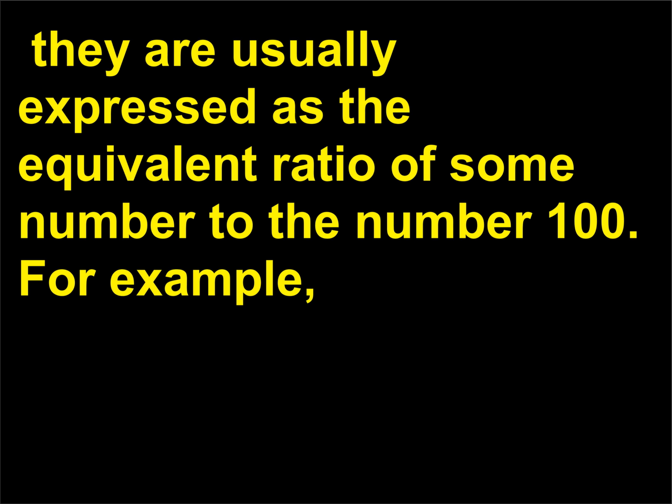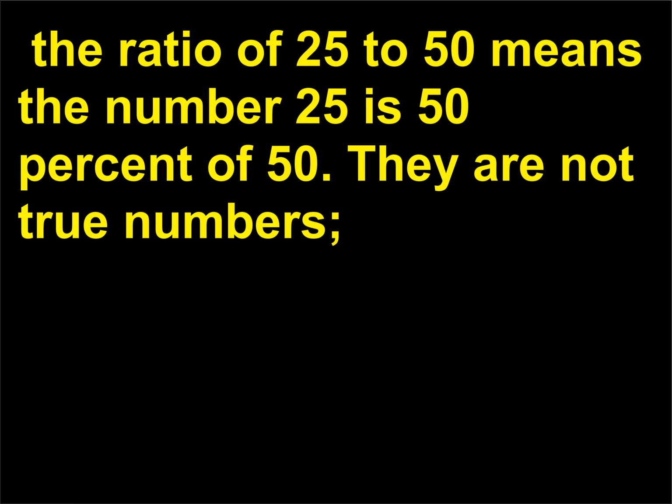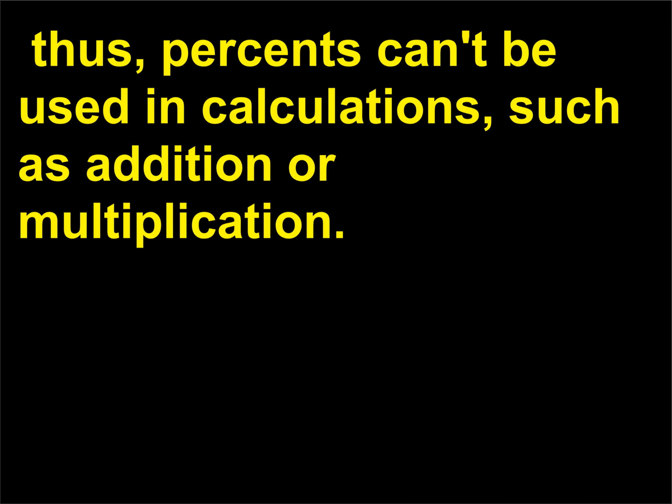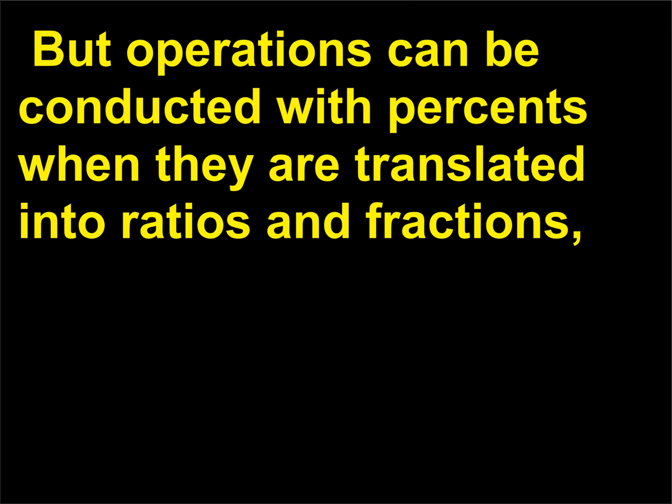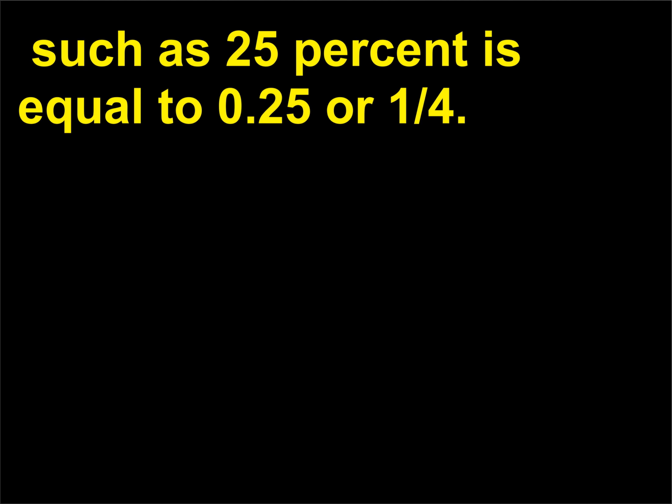For example, the ratio of 25 to 50 means the number 25 is 50% of 50. They are not true numbers. Thus, percents can't be used in calculations, such as addition or multiplication. But operations can be conducted with percents when they are translated into ratios and fractions. Such as 25% is equal to 0.25 or 1/4.